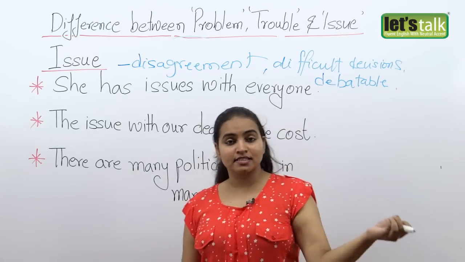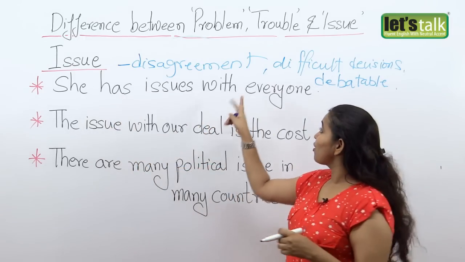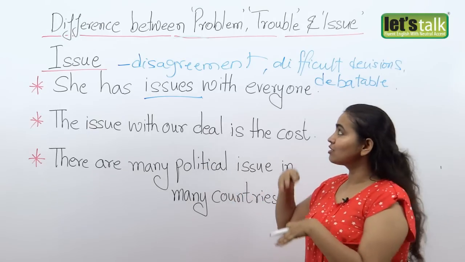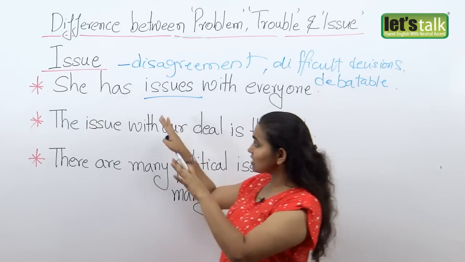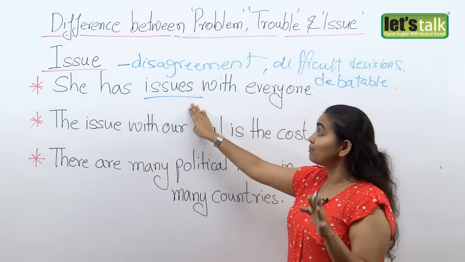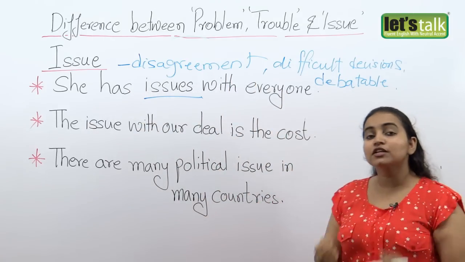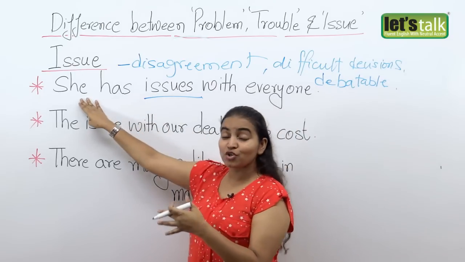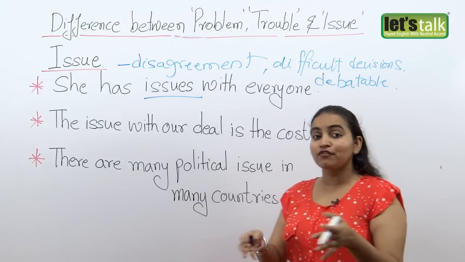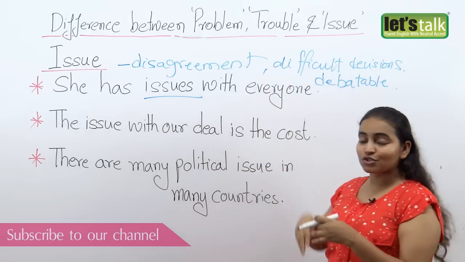Well, let's see a few sentences to make the point. The first one is, she has issues with everyone. Now, why do I use the word issues and not problem or trouble? Well, in this case, I will not use the word problem or trouble, and I will only use the word issues because I'm talking about disagreements. I'm talking about being a very difficult person, and this person that we are talking about has issues, is not cordial with people, is always in the midst of a controversy, and therefore I will use the word issues as opposed to the other two words.